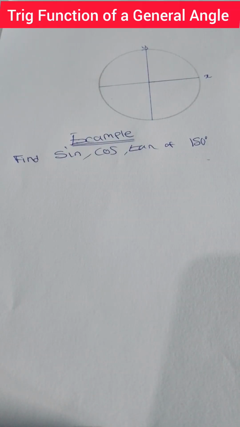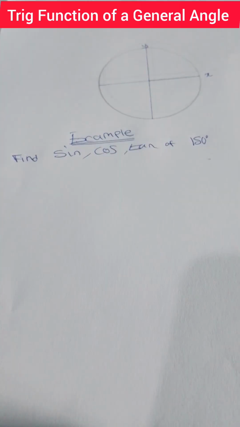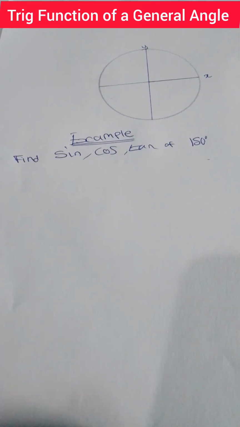In today's lesson, we are learning trigonometry functions of a general angle. Remember, earlier we worked with right-angled triangles, but today we move beyond 90 degrees. A general angle can be bigger than 90 degrees, bigger than 360 degrees, negative, or located in any quadrant.